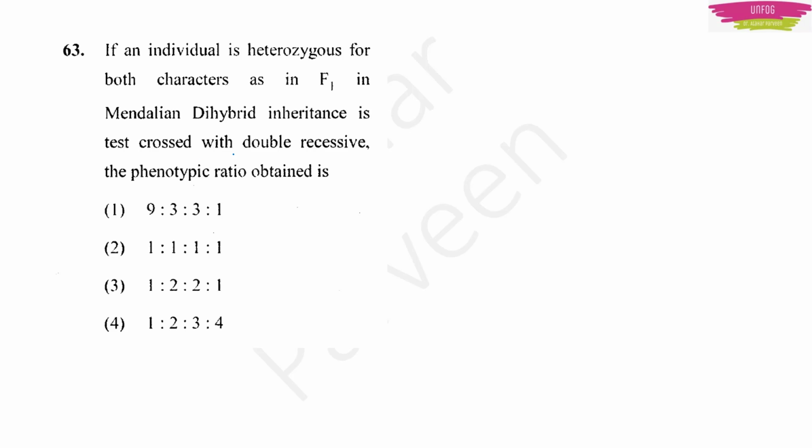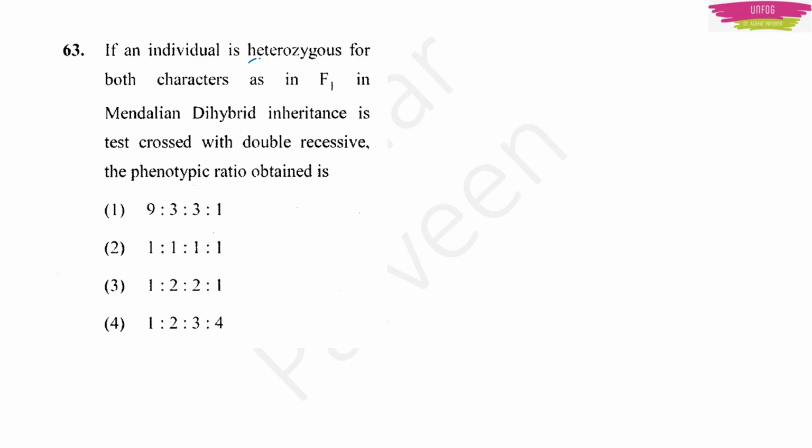Next question. If an individual is heterozygous for both characters as in F1 in Mendelian dihybrid inheritance, is test crossed with double recessive, the phenotypic ratio obtained is. Okay, it sounds a little bit scary, right? But it is very simple. Let me tell you how.